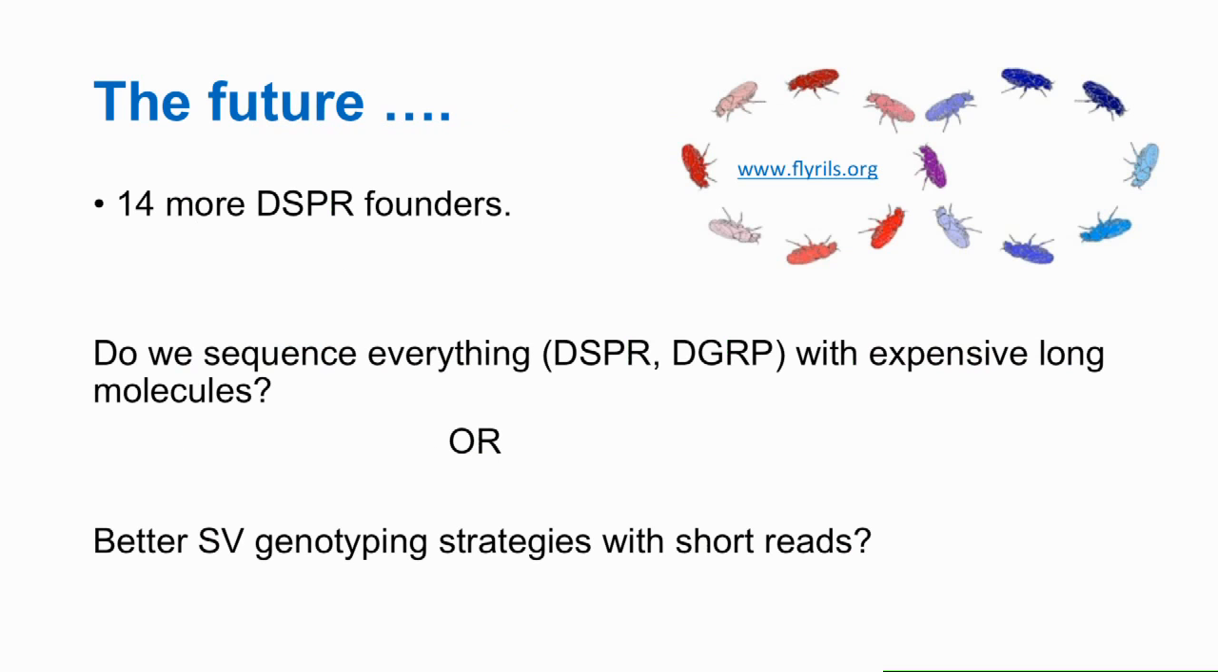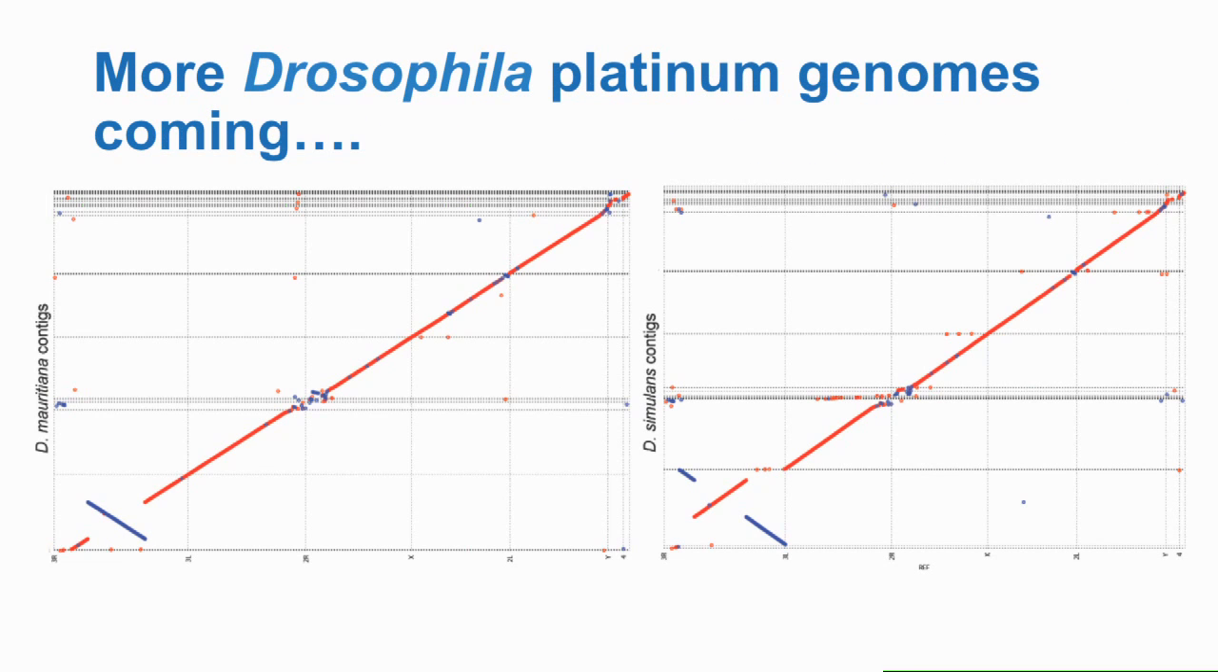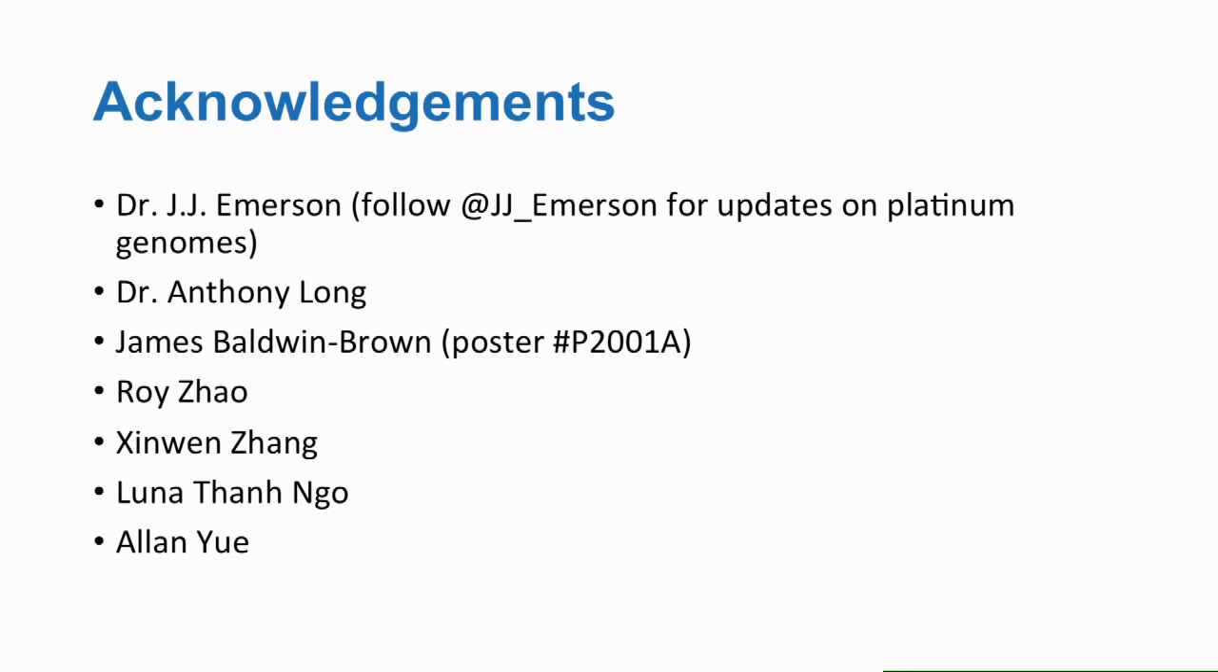So what's the future? Do we sequence everything with expensive long-molecule sequencing, or do we do better structural variant genotyping with short reads? We have more platinum-grade Drosophila genomes coming for species divergence studies. And with that, I'd like to thank JJ Emerson. You can follow JJ for more updates on platinum genomes, and Tony, and then the rest of the people in Long Lab and Emerson Lab. Thank you.